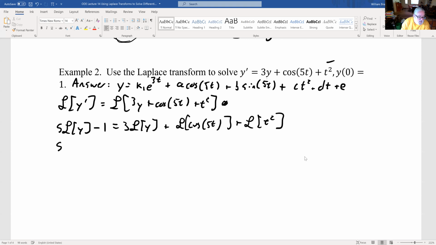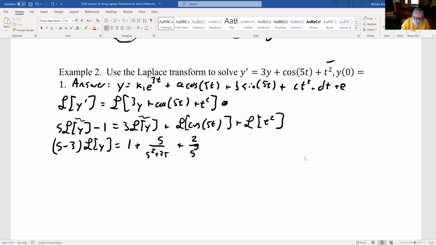We'll gather all our Laplace transform terms over on the left side. That's this term and this term. The 1 goes over to the right side. The Laplace transform of cosine 5t is, now I never can remember, the s goes with the cosine. So the Laplace transform of cosine 5t is s over s squared plus 25. And the Laplace transform of t squared is 2 over s cubed. And we got those from our tables that you will be given on tests and stuff. So there's our Laplace transform.